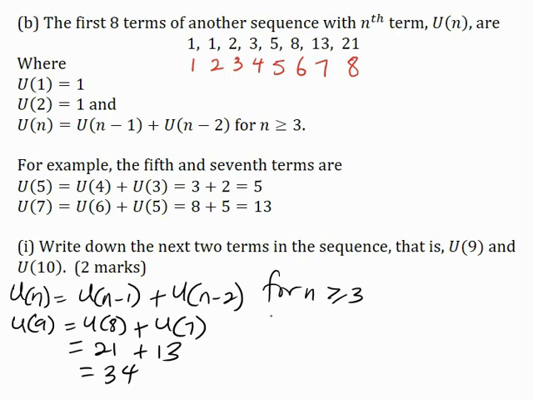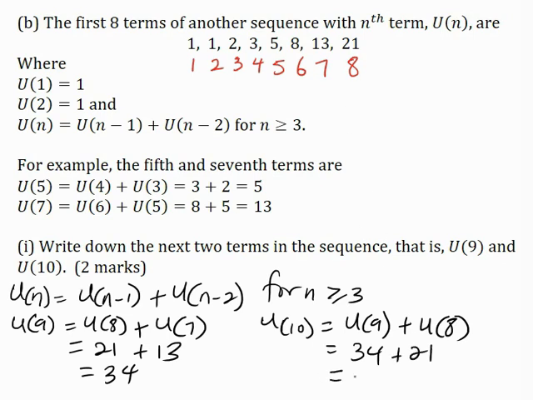In the same way, u of 10 is equal to u of 9 plus u of 8. Now, we found here that u of 9 is 34 and u of 8 is 21. So, 34 plus 21 is 55.